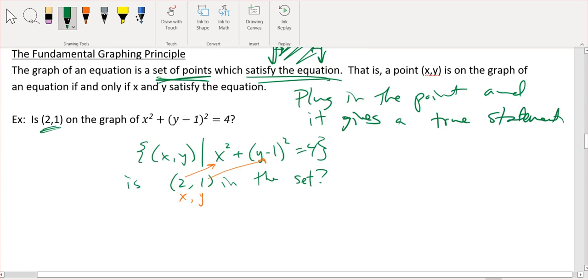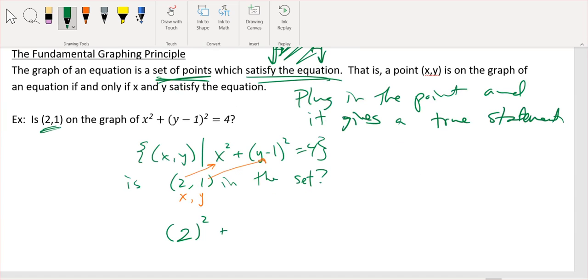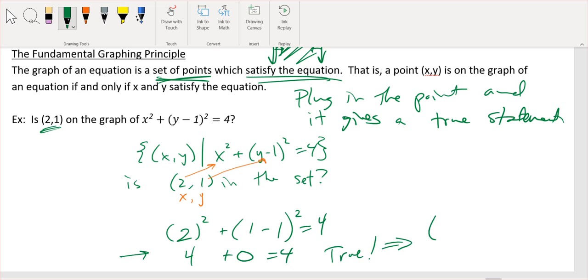So let's do that. We've got 2 in for x, so I have 2 squared plus y minus 1, and I should have written a 1 in there for y, squared, equal 4. Then that simplifies to 4 plus 0 equals 4, and that's true. So then we conclude that (2, 1) is on the graph.